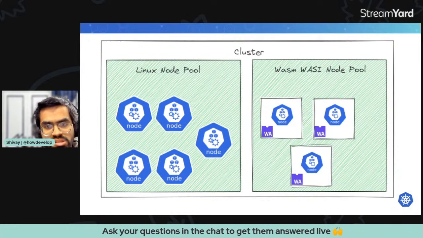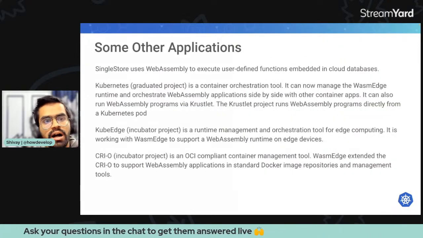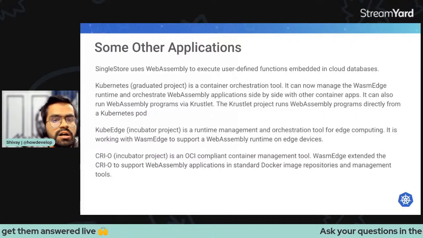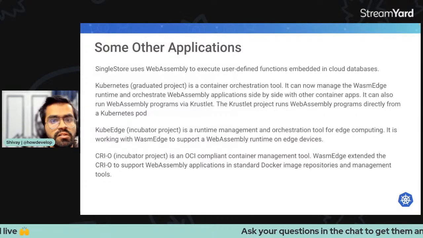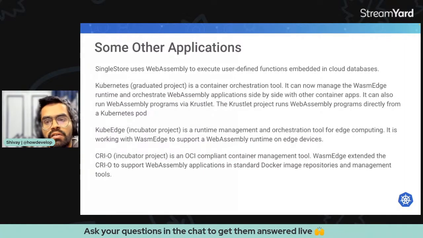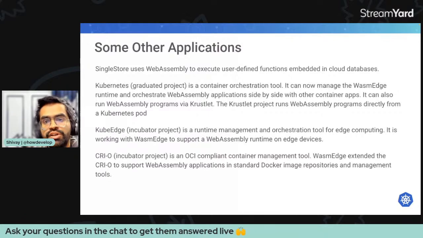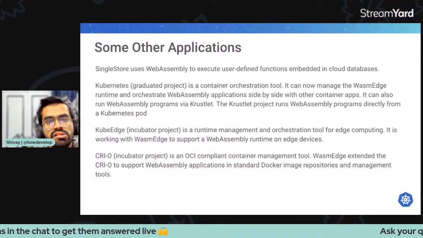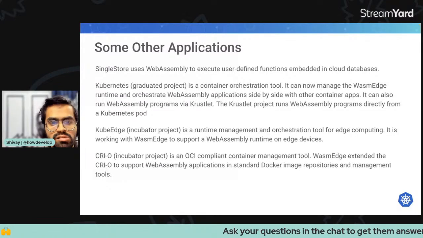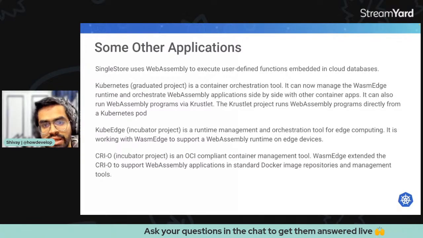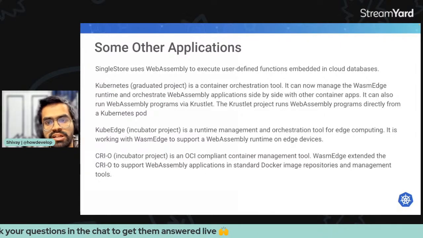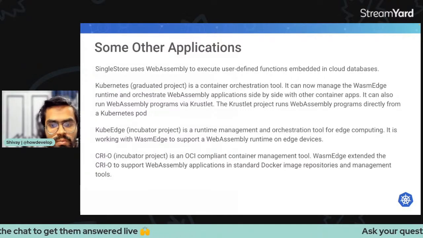the Kubernetes clusters. And again, of course, these are not just the applications that are there. SingleStore uses it for cloud databases. Of course, for Kubernetes itself, you can use the Crusted project to run your WebAssembly workloads on Kubernetes pods. You can use one of the newer technologies, runwasi, that also allows you to do the same thing. Then KubeEdge allows you to run your WebAssembly applications on edge devices. So these are some of the other applications that are currently running on top of WebAssembly.